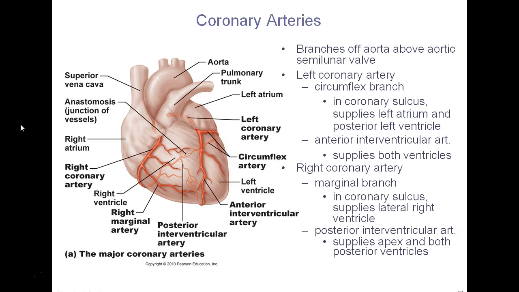We see there is a left coronary artery that's going to then branch off into a circumflex artery to supply the left atrium and ventricle with blood. And then we're going to arrive at an anterior interventricular artery. That's going to supply the anterior surface of both ventricles and most of the interventricular septum with blood.